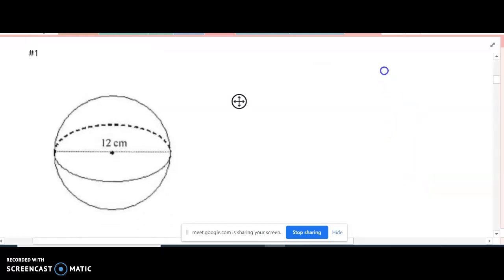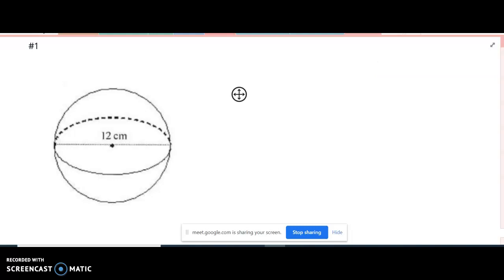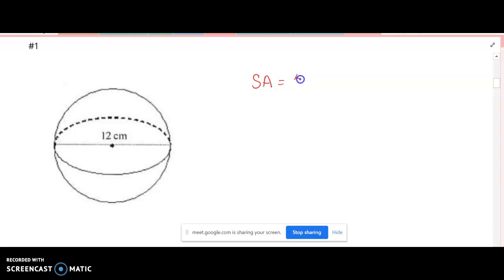Okay, so let's look at number one. On number one, you were supposed to find the surface area of the sphere. The formula for a sphere is 4 pi times radius squared. Since our diameter was 12, our radius is just this 6 here. It's half of the 12 going across, so that's 4 times pi times 6 squared.